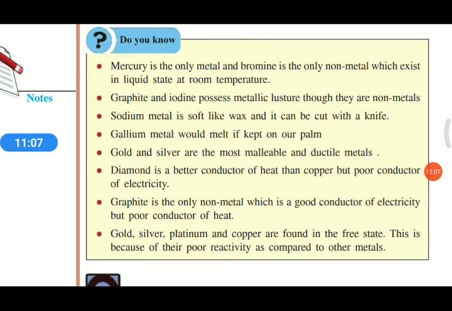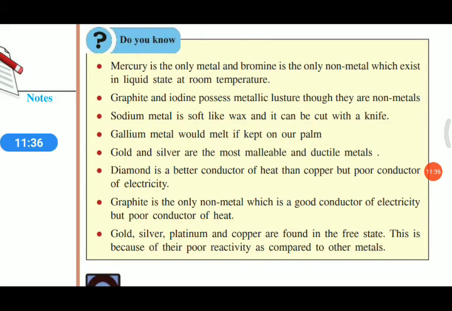Graphite is the only non-metal which is a good conductor of electricity but a poor conductor of heat. Graphite is a non-metal but it conducts electricity, and does not conduct heat. We use graphite in our dry cells, batteries. If you cut a battery, you can see a black rod at the center of this battery. It's graphite. It conducts electricity but does not conduct heat.